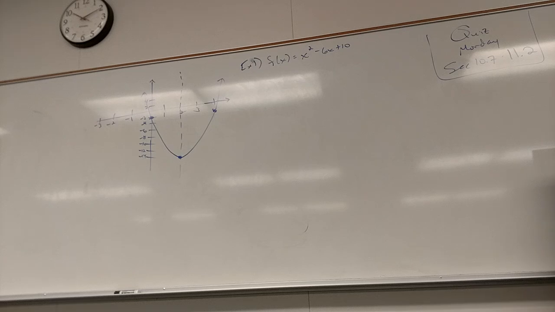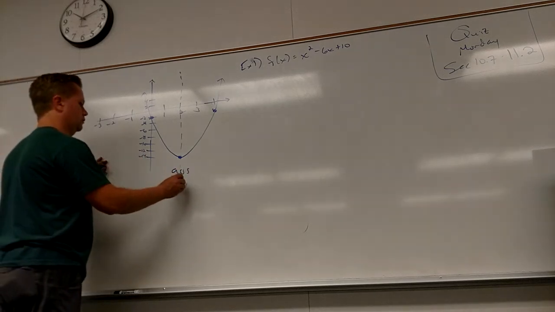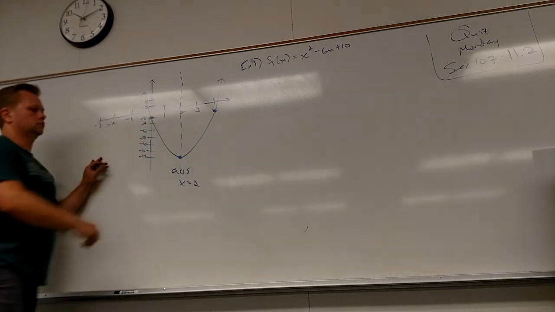Piece of the vertex is. That's the axis of symmetry. That forces it through the vertex. So here the axis of symmetry would be x equals 2.